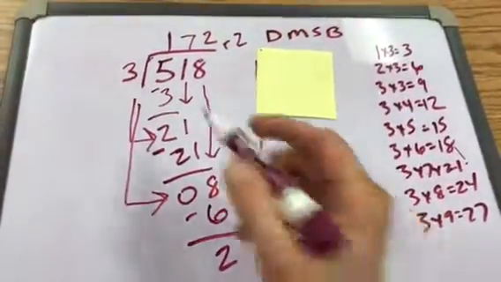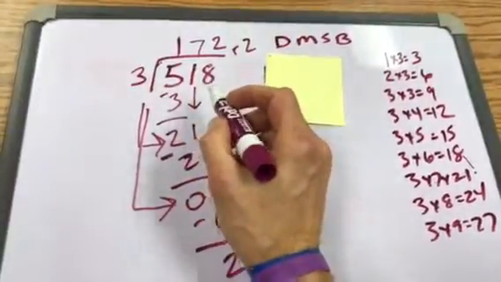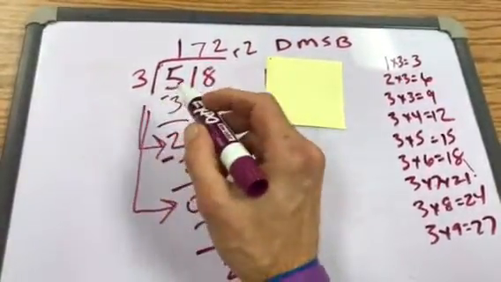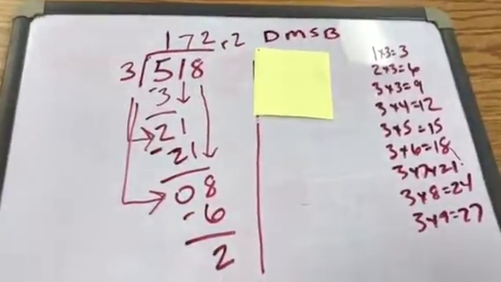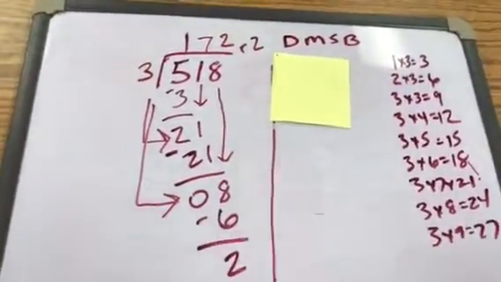And I like to step back when I'm done and look at my answer and say, does it even make sense? Is it possible that if I had 518 cookies and I was dividing them equally amongst 3 friends, that each one would get 172? And that's a reasonable answer. So at least it makes sense.